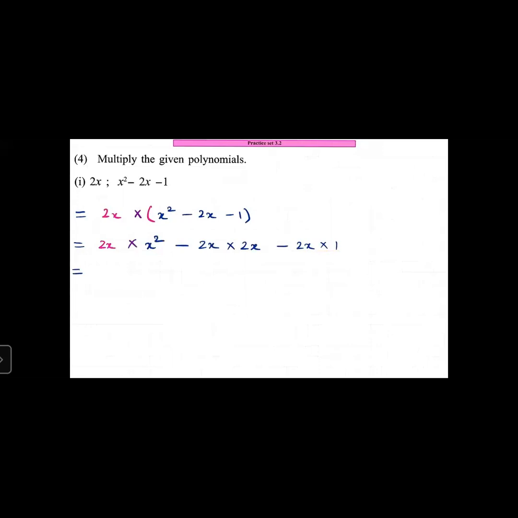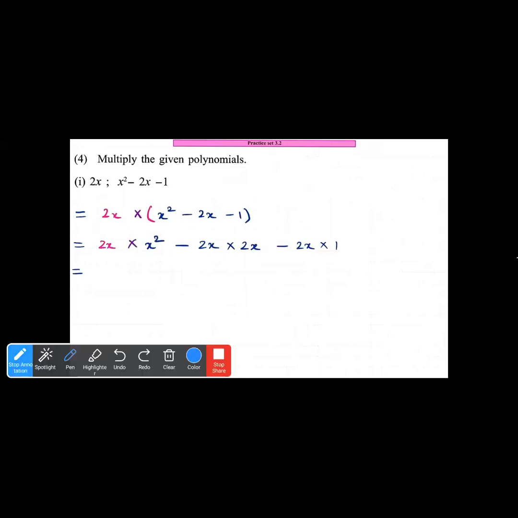Okay. So first keep both in brackets. Put the bracket 2x into x square minus 2x minus 1. Then multiply each term. Multiply each term of the second polynomial with the first polynomial. The first polynomial is your monomial, so it will be easily multiplied with the second polynomial. 2x multiplied by x square, 2x multiplied by minus 2x, 2x multiplied by minus 1. Fine. So you get this expression.